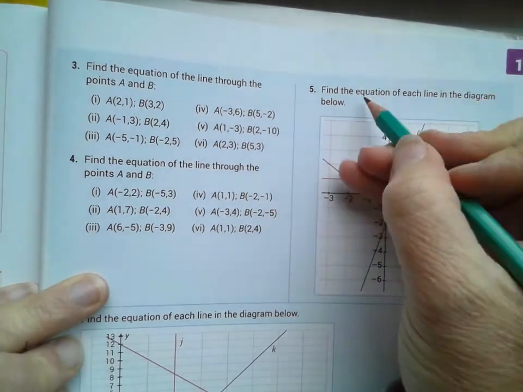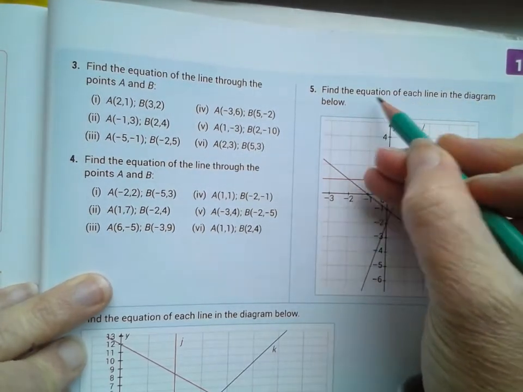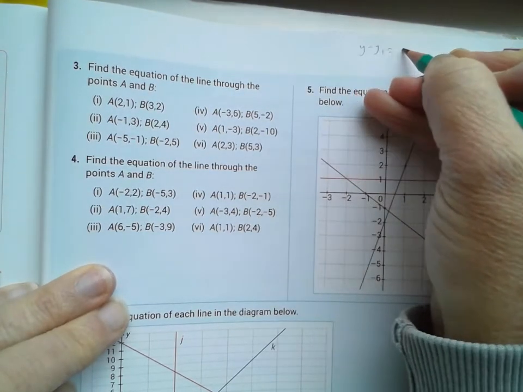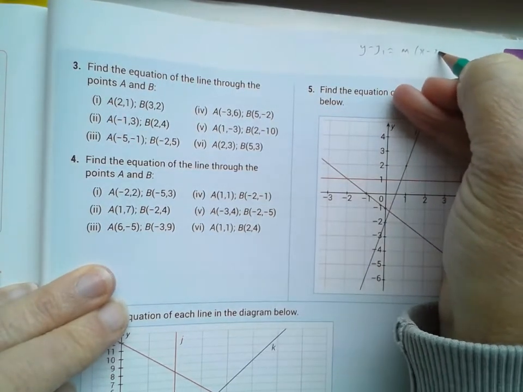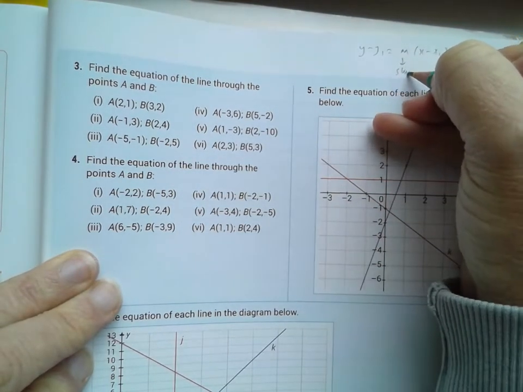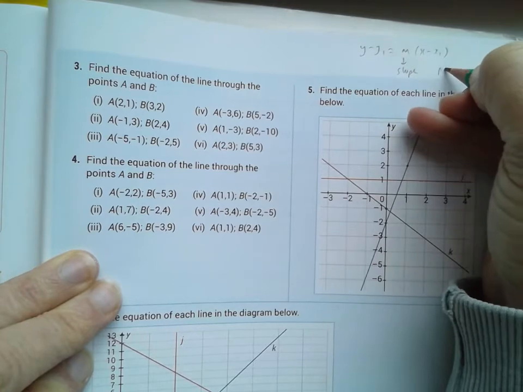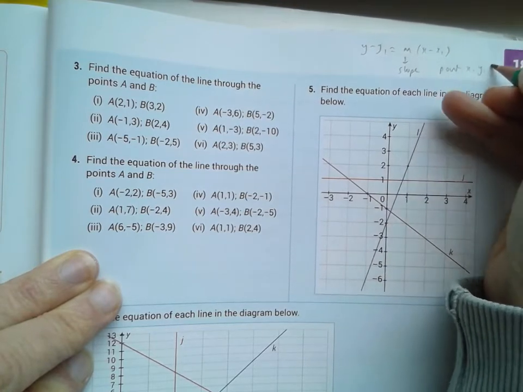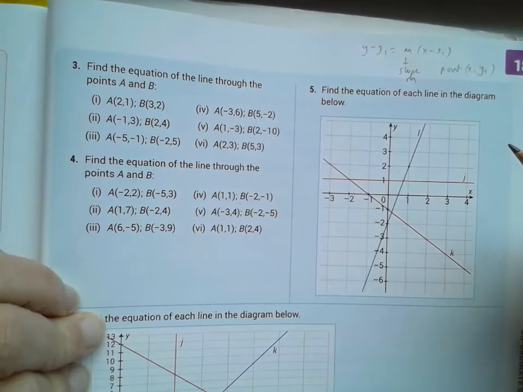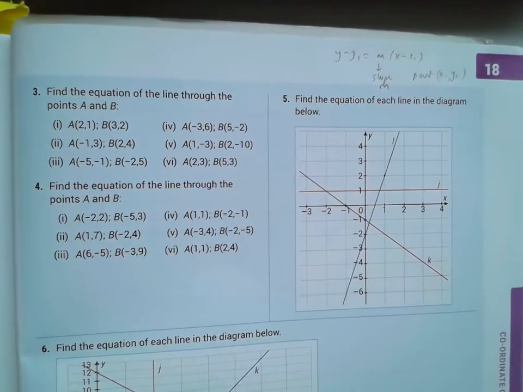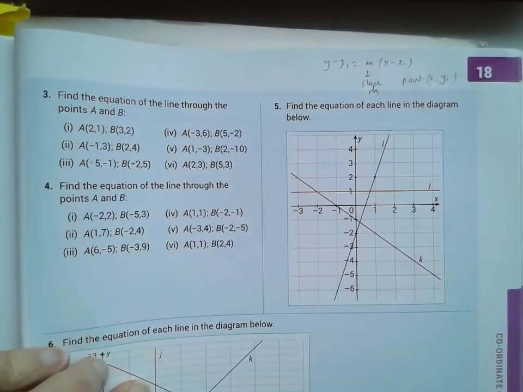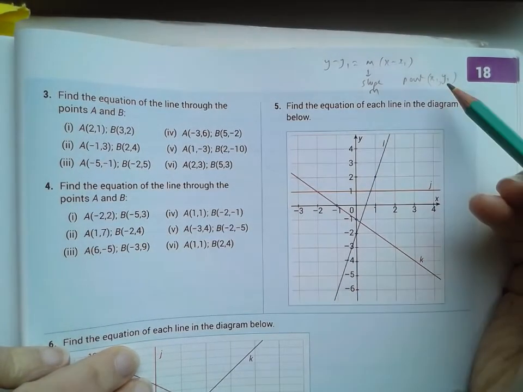What we're being asked to do is to find the equation of each line. So remember, to find the equation of the line is y minus y1 is equal to m by x minus x1. To find the equation, we need a slope and we need a point, x1, y1. So slope m and a point x1, y1. So what we've got to assume is that they must be giving us enough information in this to get a slope and to get a point x1, y1.